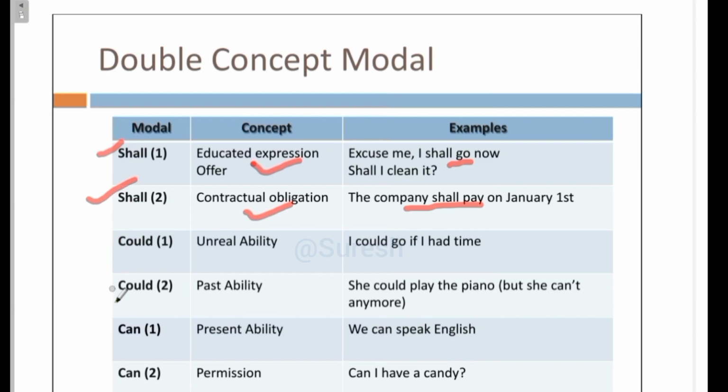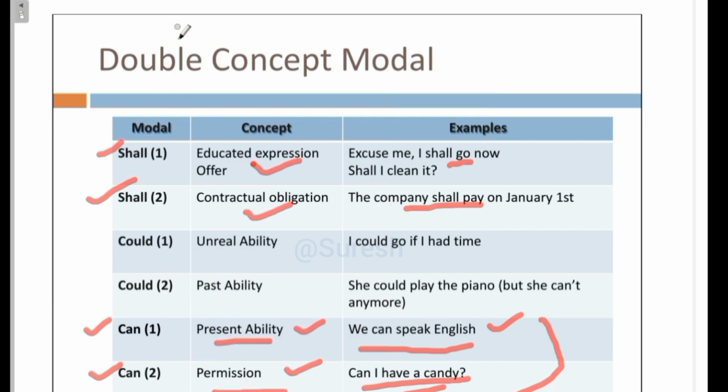And the second thing we have to see, two more modal verbs are here. And what are those? First we will talk about the modal verb can, so that you will understand could easily. What is the first concept of can? Present ability. What is present ability? To tell about someone's or something's ability, we can use can. We can speak English. You see the example there? That means we are able to speak English. So that shows our ability of speaking English.